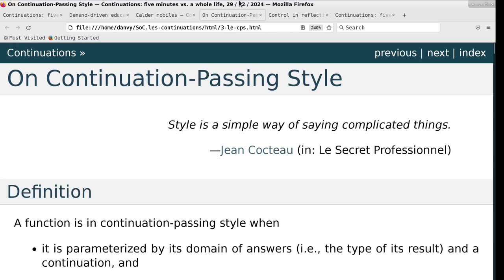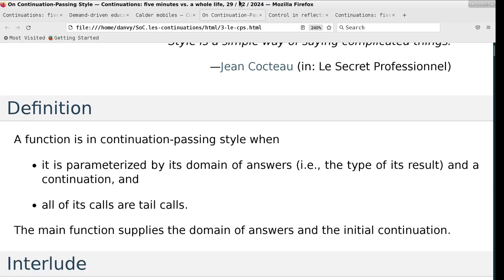Okay, a quote I found in the book of Cocteau, translated from French, says that style is a simple way of saying complicated things. And I will tell you about continuation passing style.